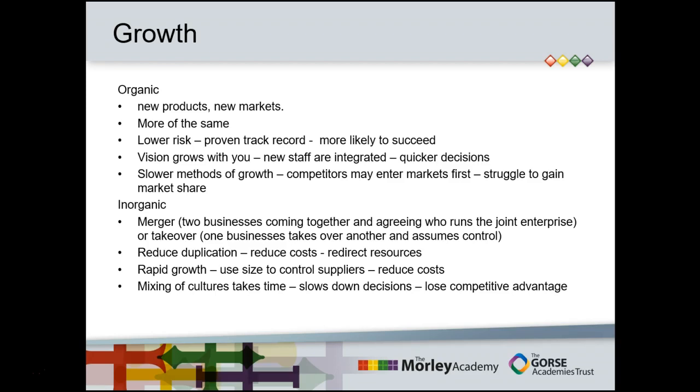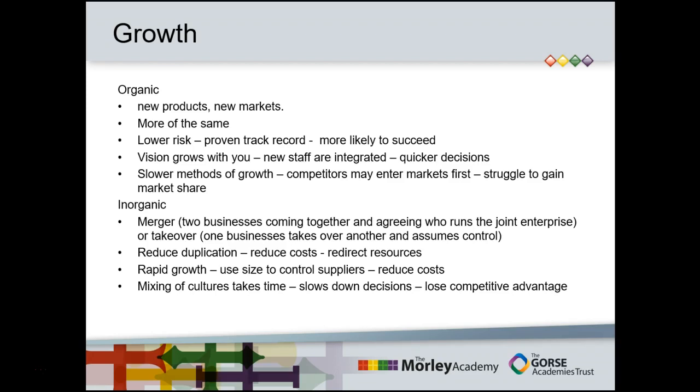It is quite a slow method of growth. As a result, competitors may enter the market first and you may struggle to gain market share. So if you are waiting for your products to be successful in one country before you start to try and grow, or if you are taking one market at a time, so starting off in England, then moving to France and Italy and Germany, etc., this can be quite a slow process.